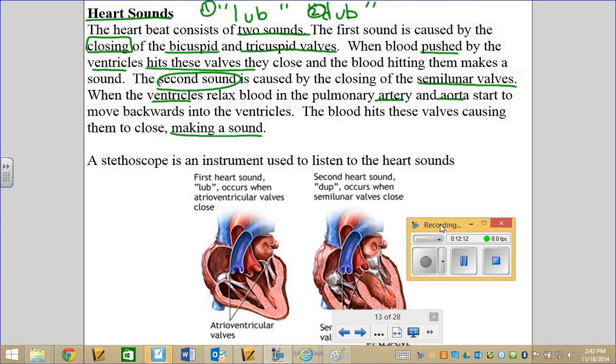The name of the tool is called a stethoscope. And so I'll pause here just for a minute.